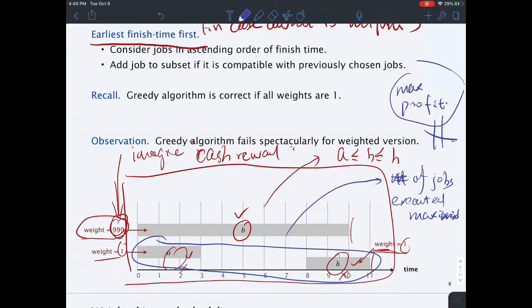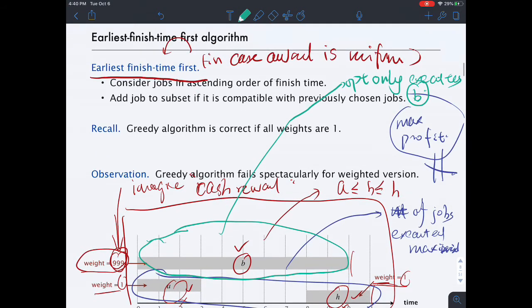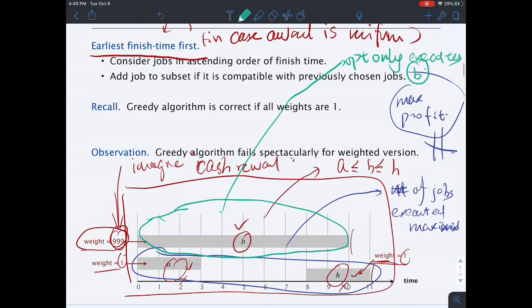When you want to maximize the profit, the optimum solution only executes B. So you can see that the generalization of the interval scheduling problem changed the landscape and algorithmic structure of the underlying problem. It seems that we're solving a different animal. The originally optimal solution may no longer be optimum in this particular setting.